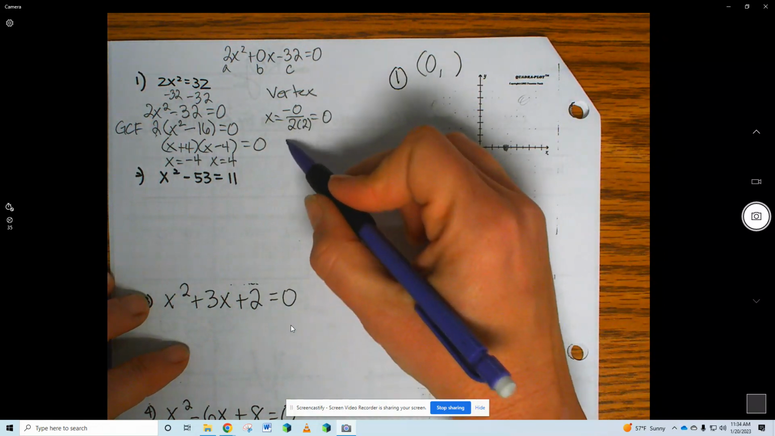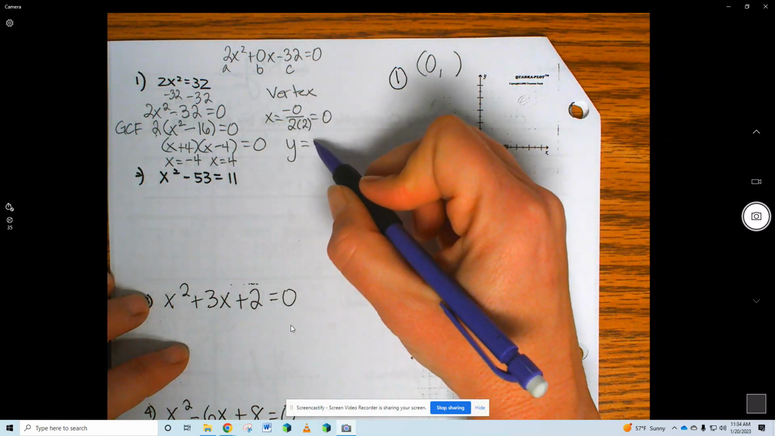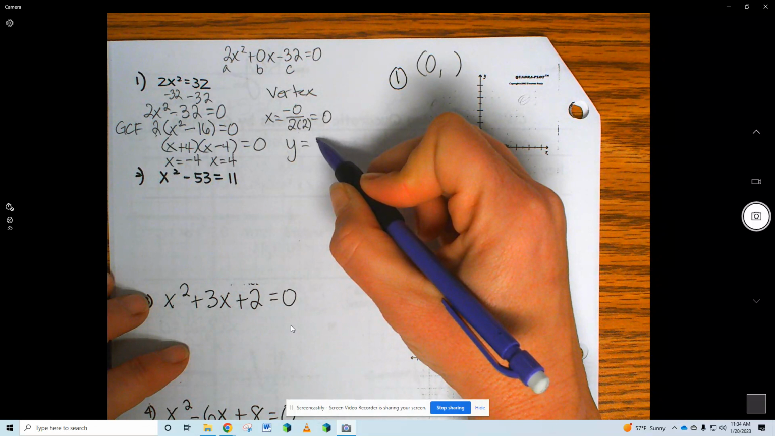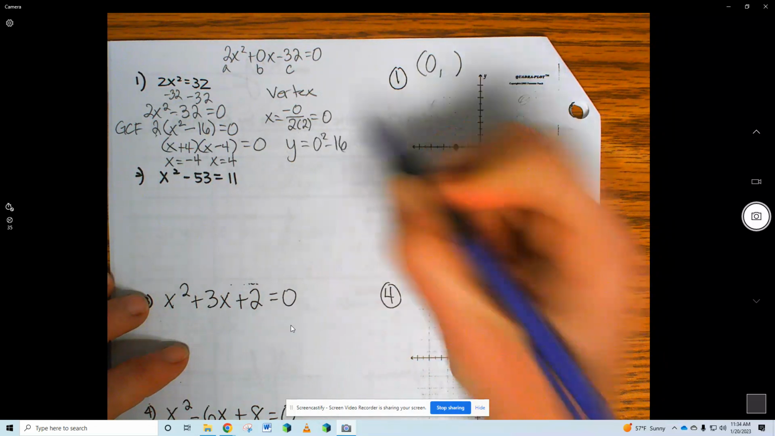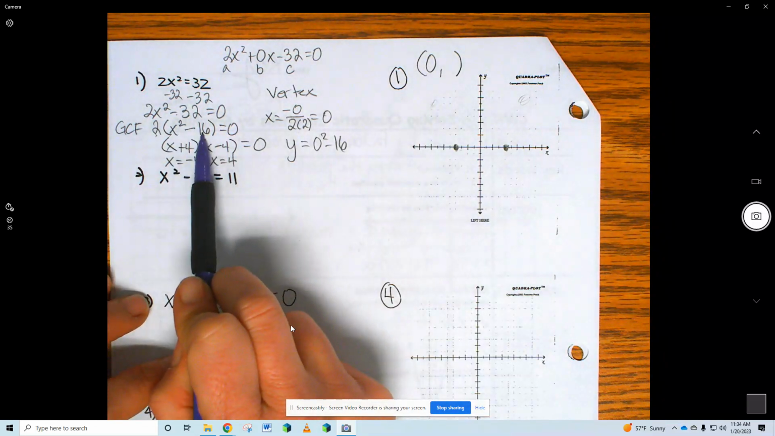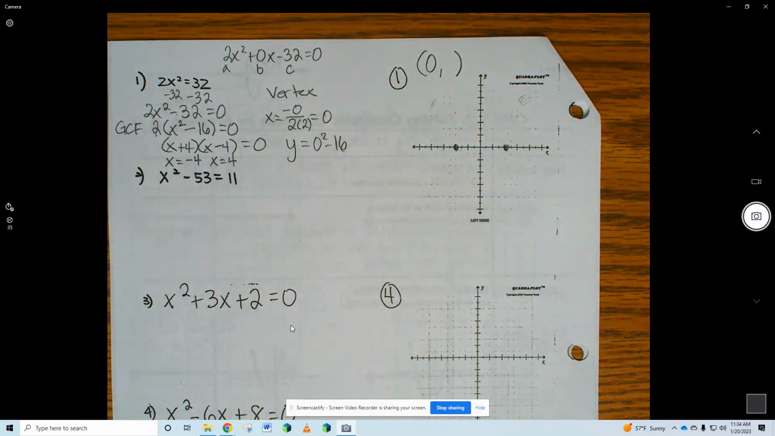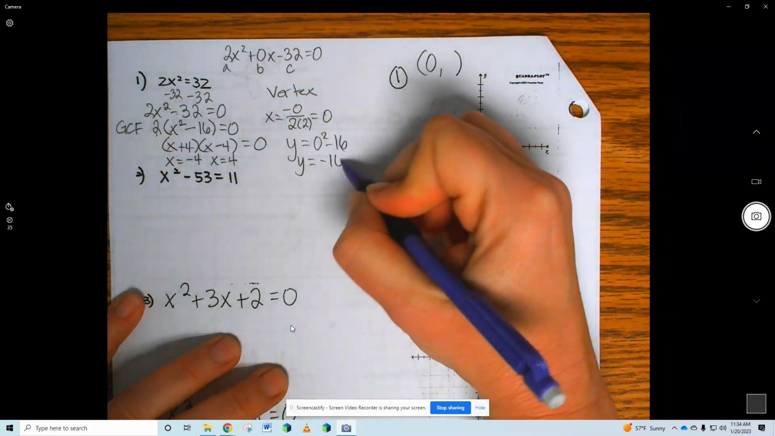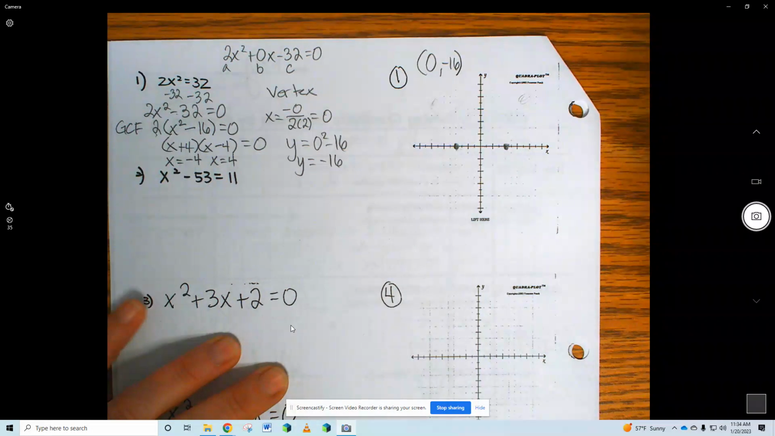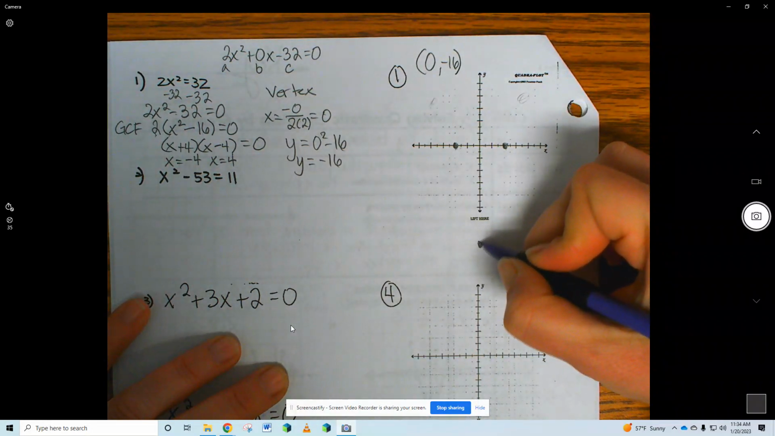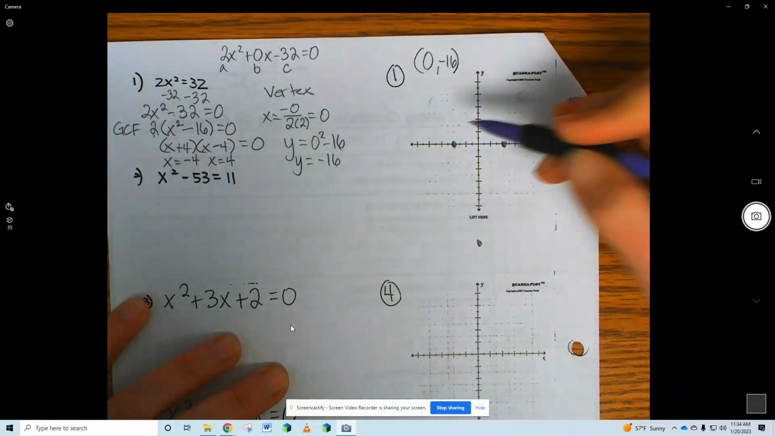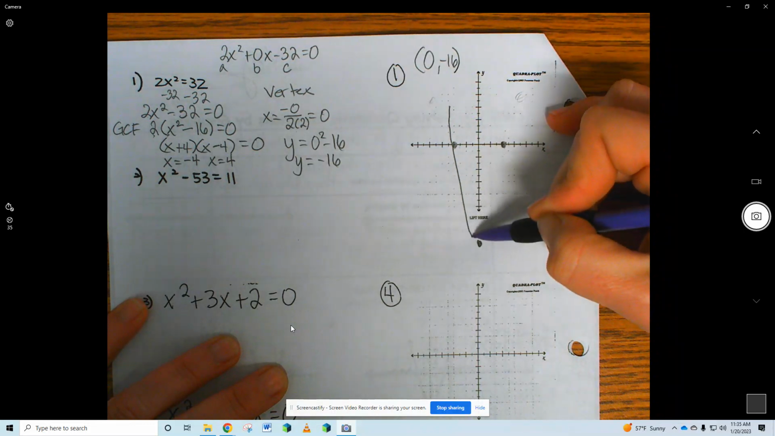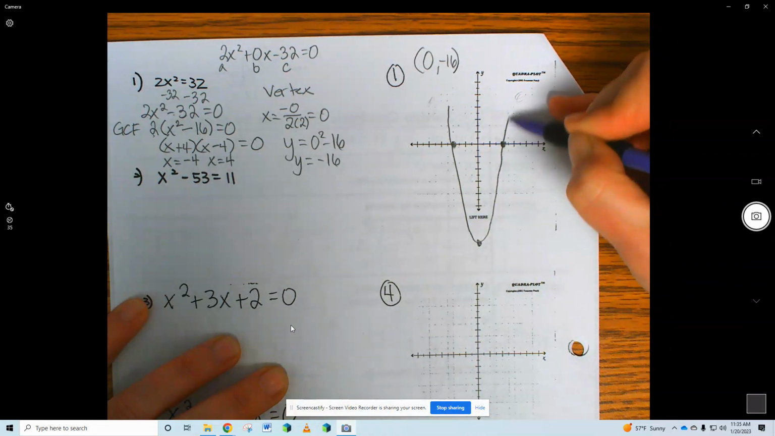Then plug in 0. y equals 0 squared minus 16. I'm plugging it into the equation that I factored, the x squared minus 16. 0 squared minus 16 is negative 16. That's way off the graph, but I could go like way down here, I guess. Make sure it's like a curve, not V-shaped.